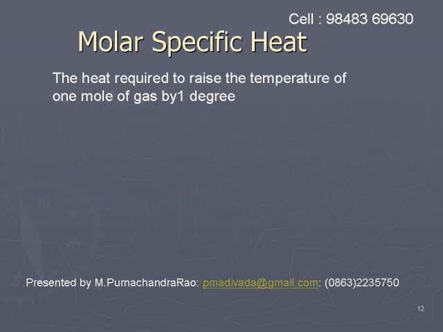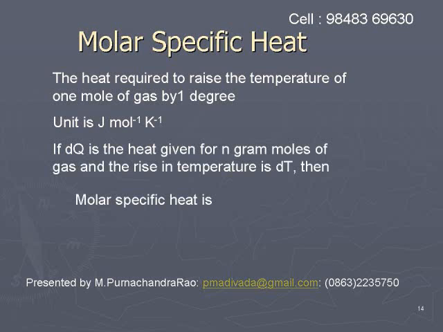Molar specific heat. The heat required to raise the temperature of 1 mole of a gas by 1 degree. We can define Cp or Cv like this. If it is at constant pressure, then it will be Cp. If it is at constant volume, it is Cv. The unit of molar specific heat is joule per mole per Kelvin.